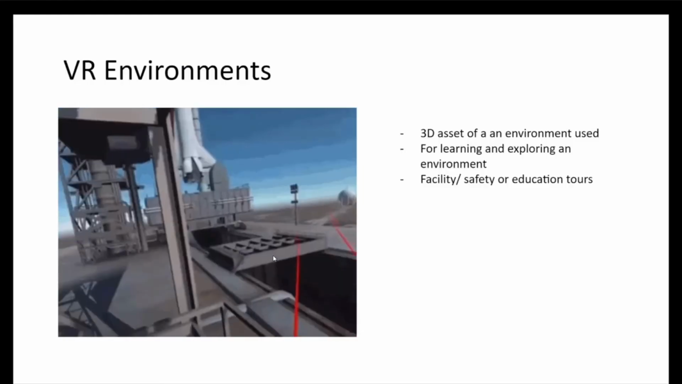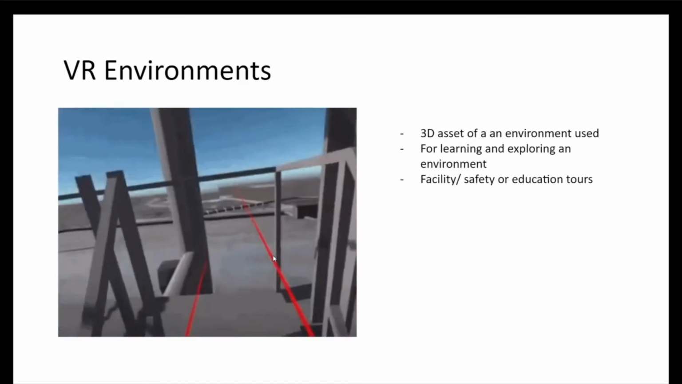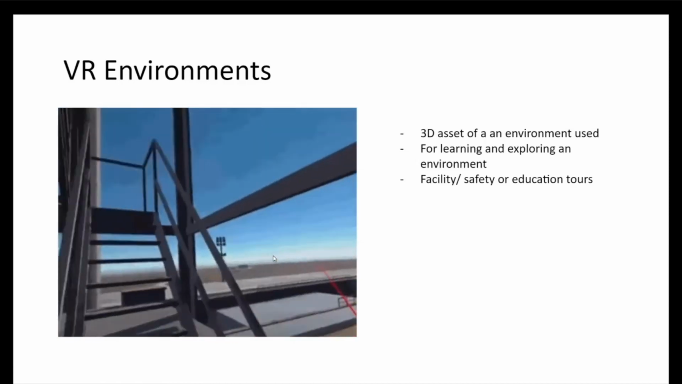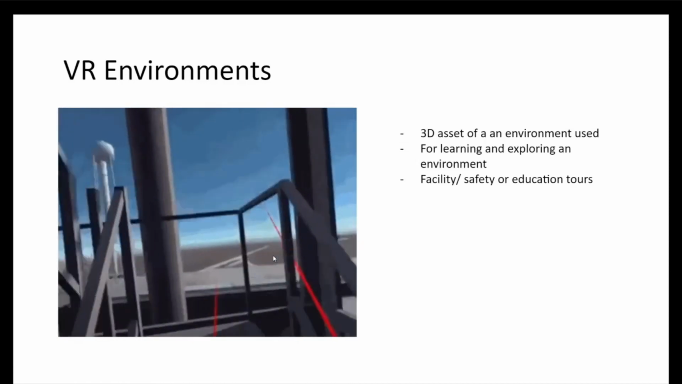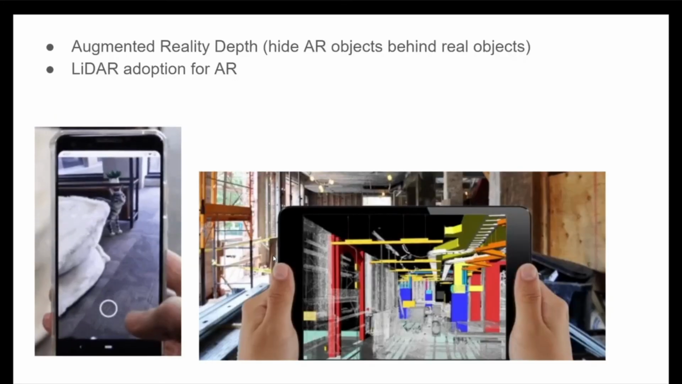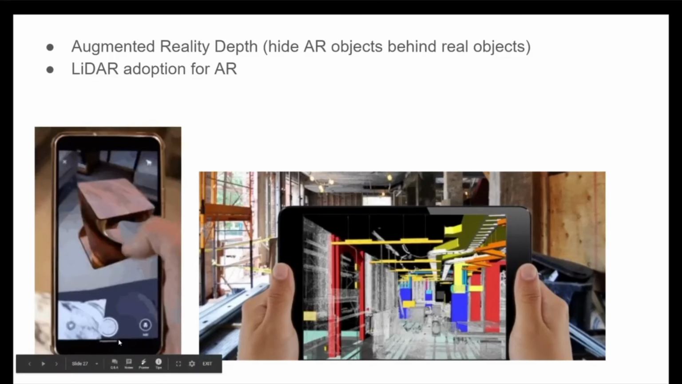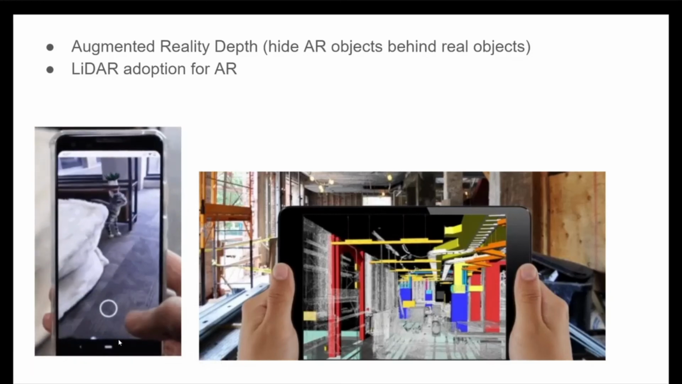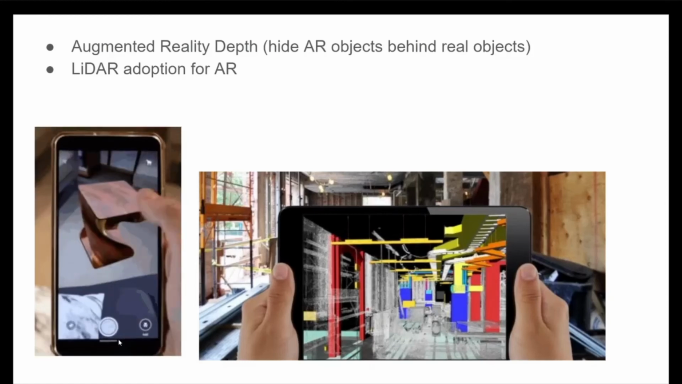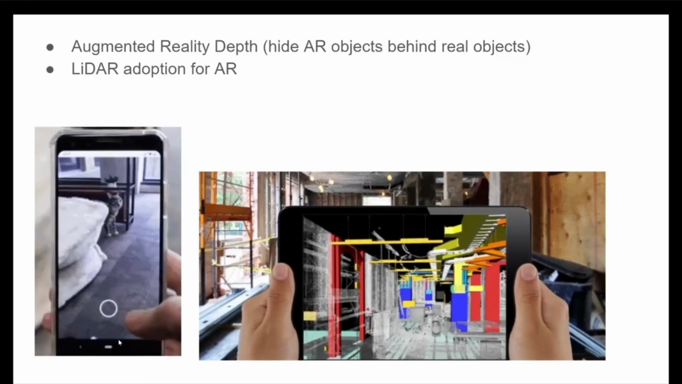VR environment, through the use of 3D assets imported as an environment for learning and exploring facilities, so a way to conduct facility tours, safety tours, or educational tours. Through the use of augmented reality depth, as you can see over here, you can actually have depth to give that realism in AR. Then the use of LiDAR to detect planes and also add physics, so you could have objects dropping from a table to the chair, and through the use of AR to do what we call superimposing of AR onto the real world.